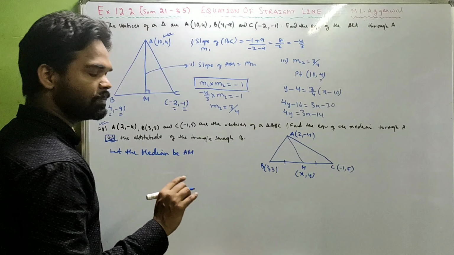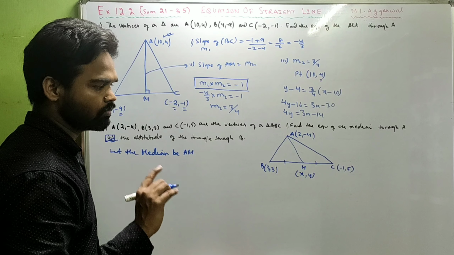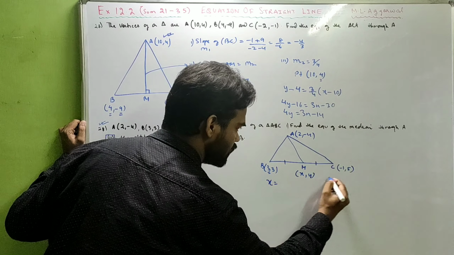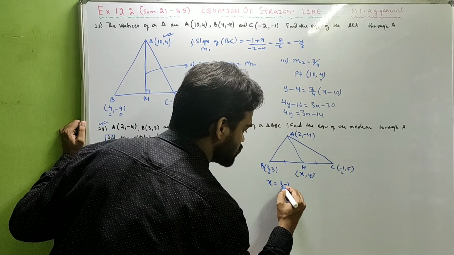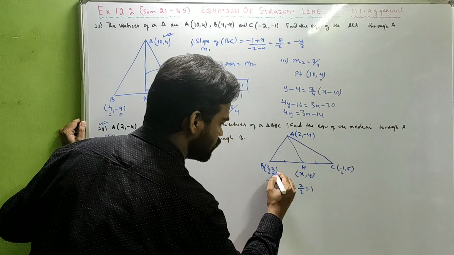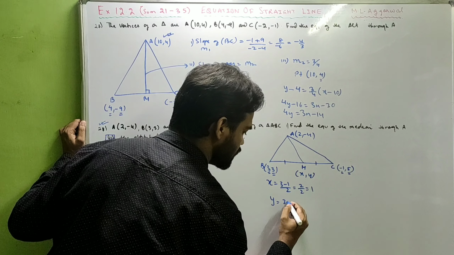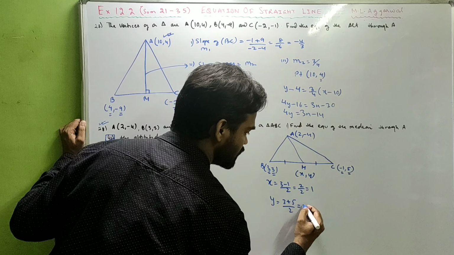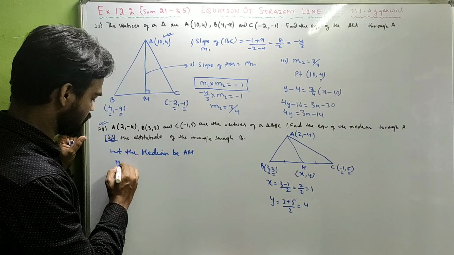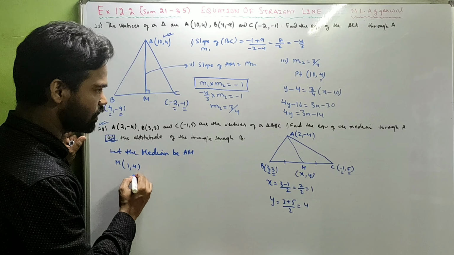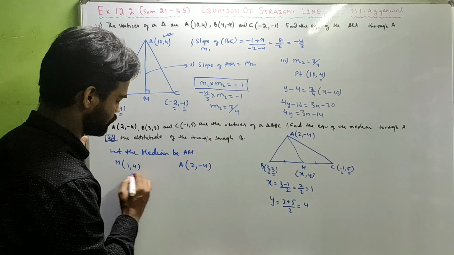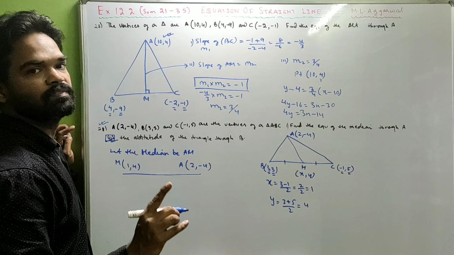So if the coordinate of M is (x, y), then we know the midpoint formula, the section formula we have done. X will be equal to (x1 plus x2) by 2, which is (3 minus 1) by 2, which is 2 by 2, which is 1. And y will be (y1 plus y2) by 2. That's (3 plus 5) by 2. That's 8 by 2. That's 4, which means the coordinate of M is (1, 4), and the coordinate of A is already given (2, minus 4). So 2 points are given.